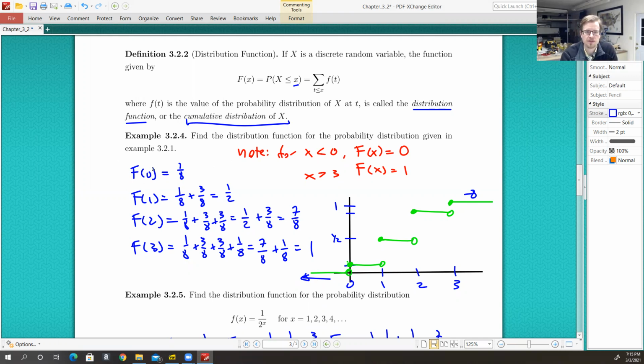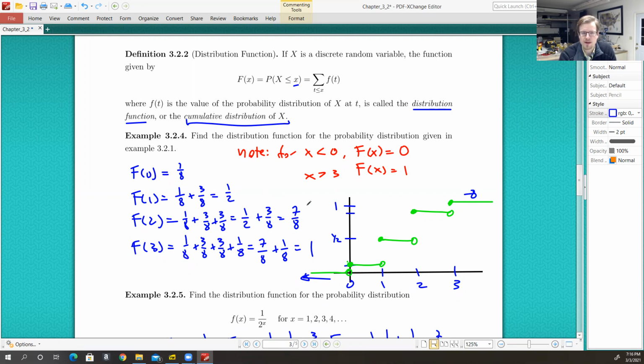So the cumulative distribution of x is found by adding up the probabilities up to the value that we're plugging in, right? So F of 0 is the probability of them having 0 girls in the context of this particular problem. F of 1 is the probability of them having 0 or 1 girl. F of 2 is the probability of them having 0, 1, or 2 girls. And F of 3 is the probability of them having 0, 1, 2, or 3 girls, okay? Any one of those possibilities.